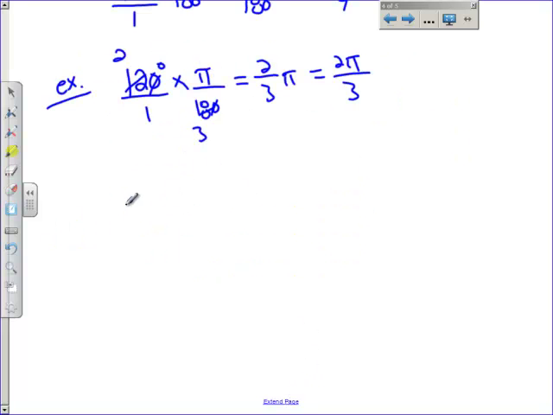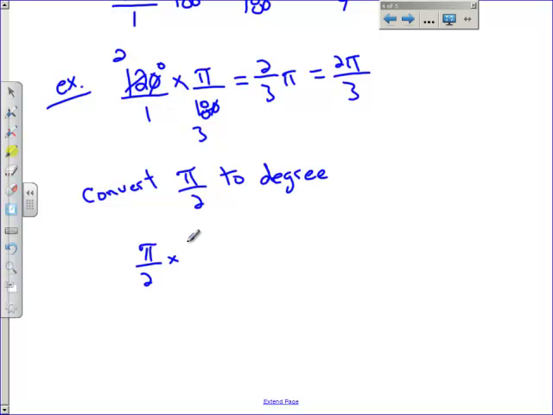Let's go backwards. Let's convert pi over 2 to degree measure. The way we're going to do this is we're going to start with pi over 2, and we're just going to flip that fraction over. There's 180 degrees in every pi radian. This is a simple cancellation, so those pi's will cancel, and we get 180 over 2, and I get that that's 90 degrees.